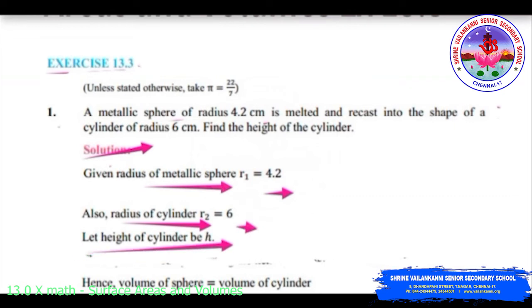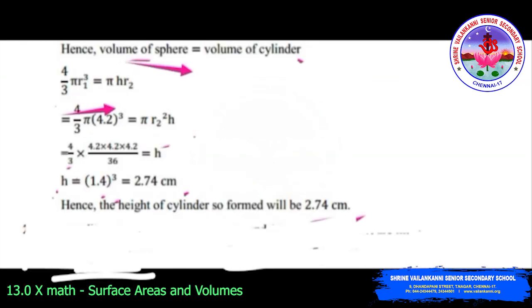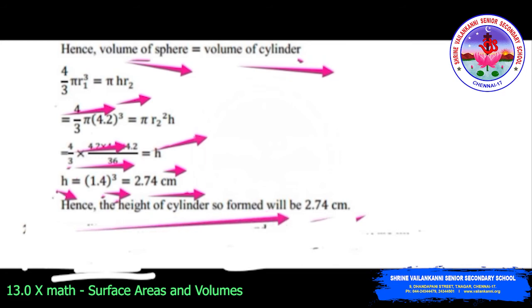In the problem, a metallic sphere is melted and recast into the shape of the cylinder, so the volume of the sphere is converted into the volume of the cylinder. Volume of a sphere, 4 by 3 pi r1 cube, is equal to the volume of the cylinder, pi r squared h. Keeping h on the left hand side and bringing all numbers to the right side, we get h is equal to 1.4 the whole cube, which is equal to 2.74 centimeter. Hence the height of the cylinder formed will be 2.74 centimeter.